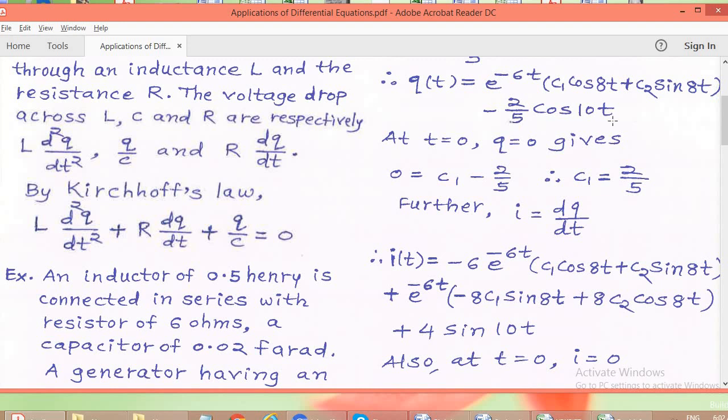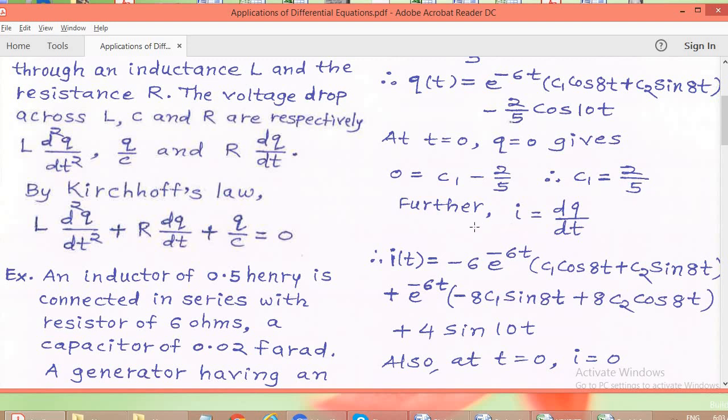Now we have to determine the values of the two arbitrary constants c1 and c2 by making use of the initial conditions. It is given that initially q is equal to 0. So putting into this equation, 0 is equal to 1 into c1 plus 0 minus 2 by 5, and therefore c1 is equal to 2 upon 5.